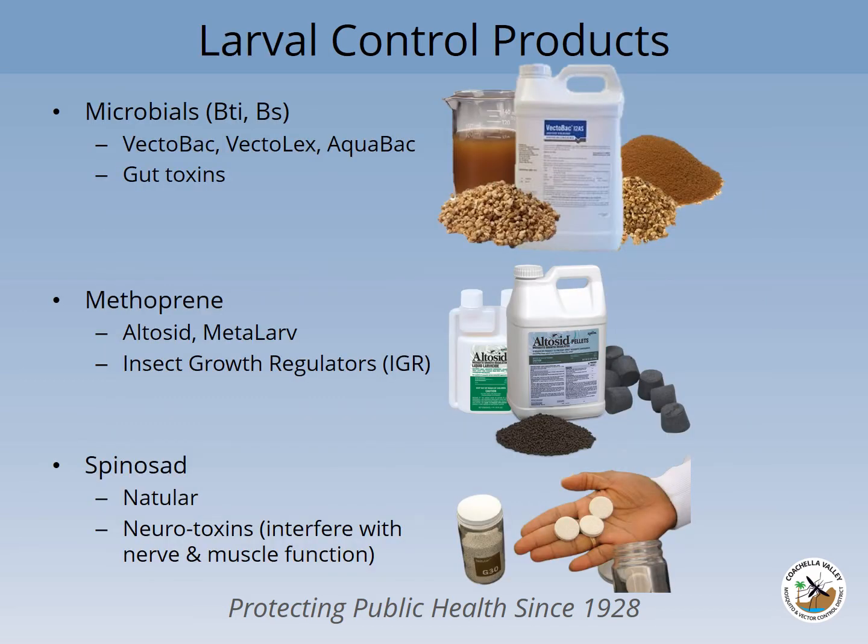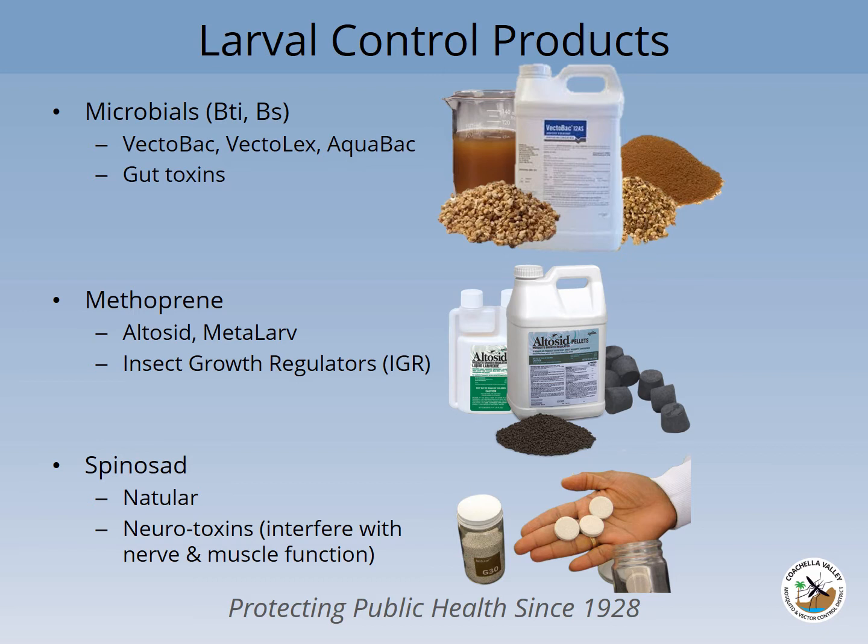So when it comes to trying to avoid a situation like that from occurring, we need to make sure that we're using different types of pesticides that have different active ingredients. Here at the district, we essentially have three main larval control product types based on their active ingredient. So we have our microbials, which includes our BTI and our Bacillus sphaericus products. Those are going to be your Vectobac, Vectolex, Vectomax, those sorts of things. And those are gut toxins.